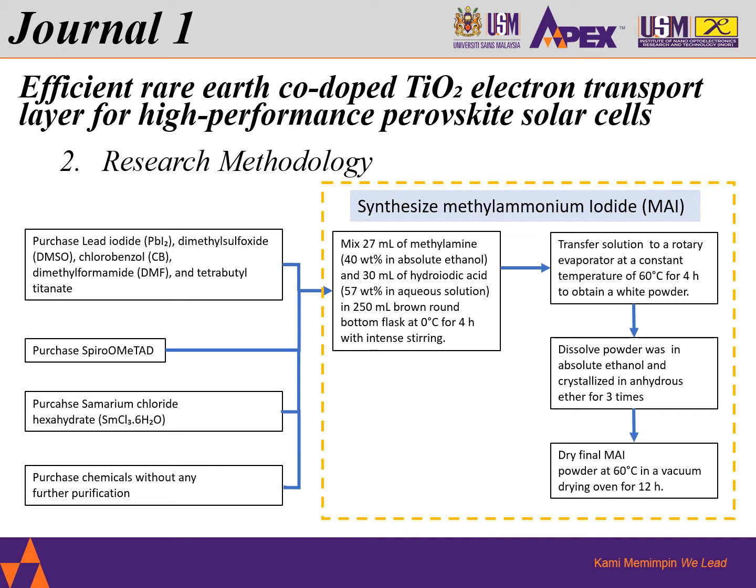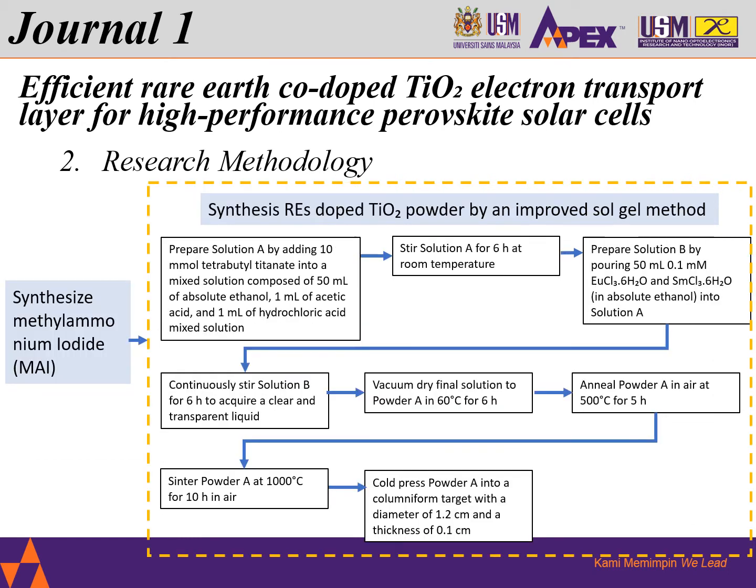Usually they will start with preparing the perovskite layer, then preparation and deposition of the ETL, then lastly deposition of the HTL and electrodes. This slide mainly shows the steps on how the perovskite layer is prepared. First of all, the materials need to be purchased, then mixed with certain chemicals to create the powder, and then the final powder is dried in the vacuum drying oven to prepare the perovskite powder.